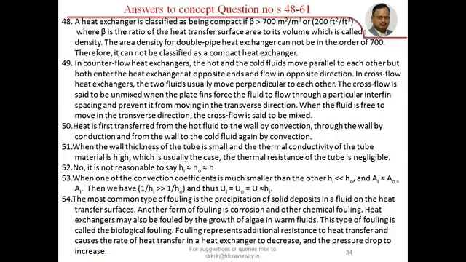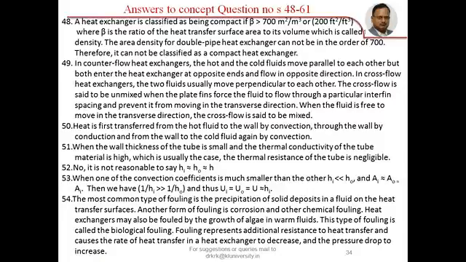Let us have a quick look at the questions raised in the last session with reference to the heat exchanger. A compact heat exchanger is one only when the ratio of the heat transfer surface to volume exceeds 700 meters square. Therefore, a double pipe heat exchanger cannot be called a compact heat exchanger. Next, in counterflow heat exchangers, hot and cold fluids move parallel to each other, but both enter the heat exchanger at opposite ends and flow in opposite directions.